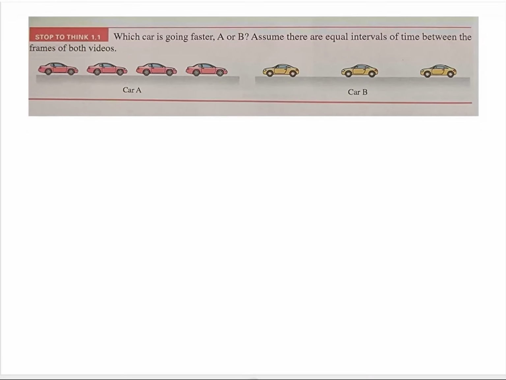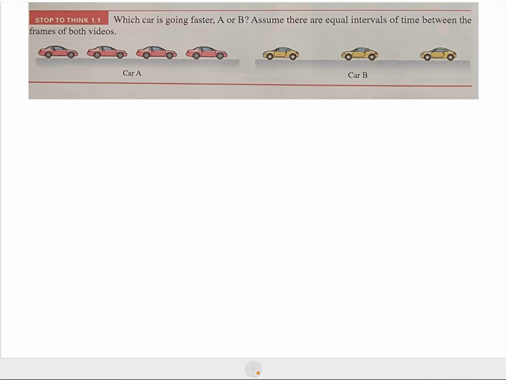All right, so now, which car is going faster, A or B? B. Assume there are equal intervals of time between the frames in both videos. If this sentence wasn't here, we could not answer this question. That is critical. Which one's going faster? Car B, absolutely. Even though one is going in the other direction, it doesn't matter.